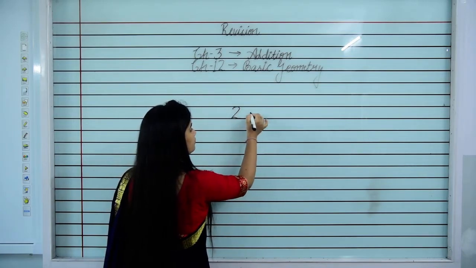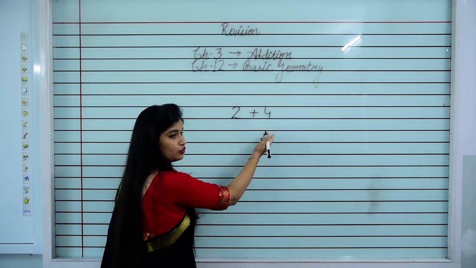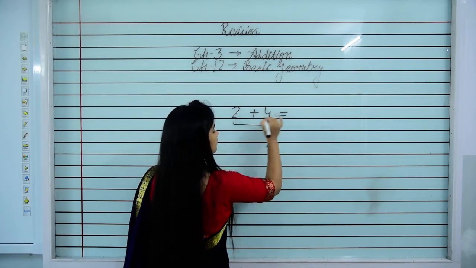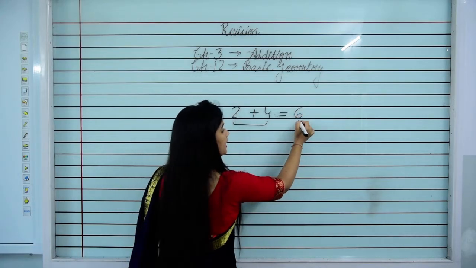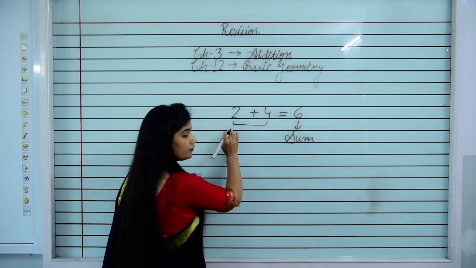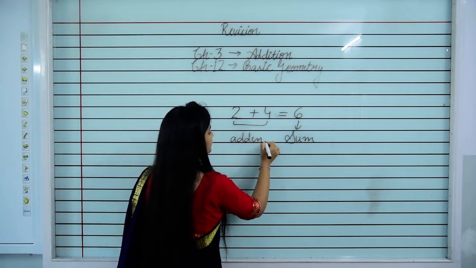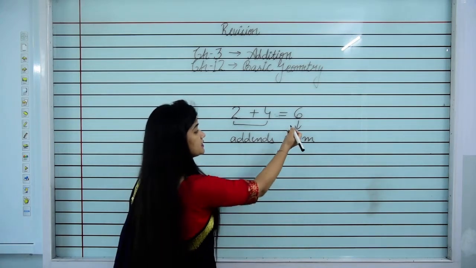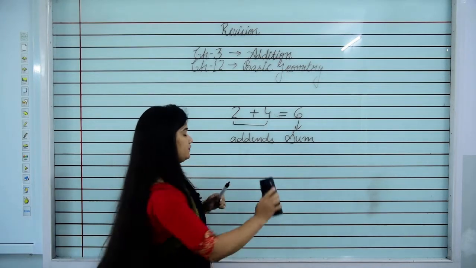Suppose we are taking two numbers, students. The simple numbers we are taking, the first number is 2 and the next number is 4. And if we add these two numbers, 2 plus 4, we get the result 6. And the result of addition is called sum. This is the sum of these two numbers, and these two numbers are called addends. It means the numbers which we are adding are called addends, and the result of addition is called the sum. Understood, students? Now we see some addition facts.